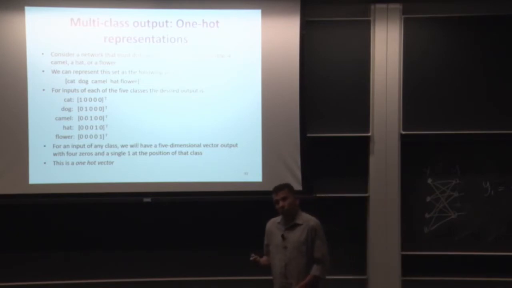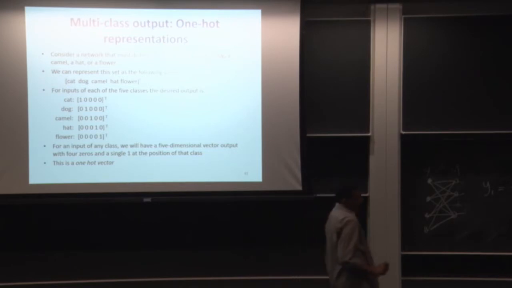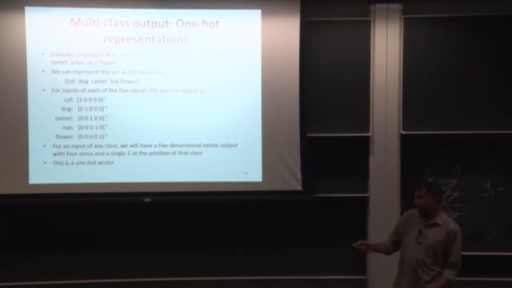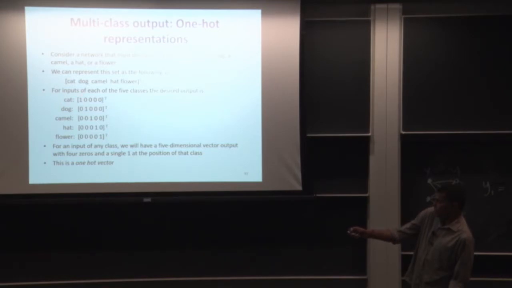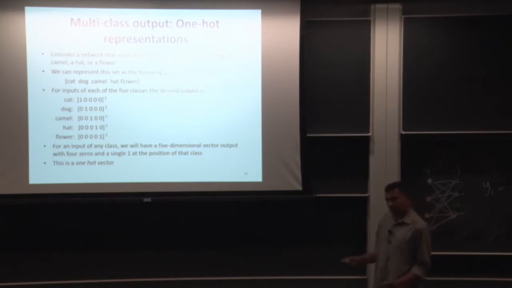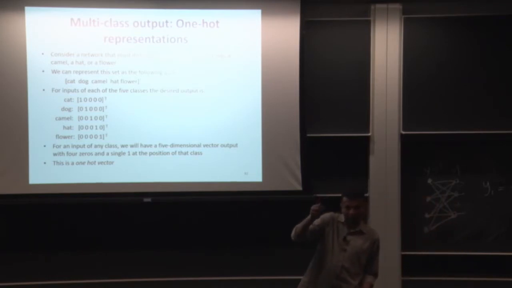And the desired output is going to be what we call a one-hot vector. Why is it one-hot? There's going to be a single entry which has the value 1. All the other values are going to be 0. So here, this one-hot vector has 1 in the first component and 0 everywhere else, which means I'm assigning a 1 to cat and 0 to the others.